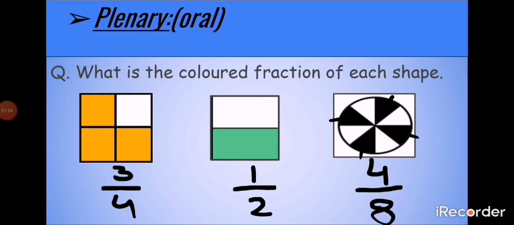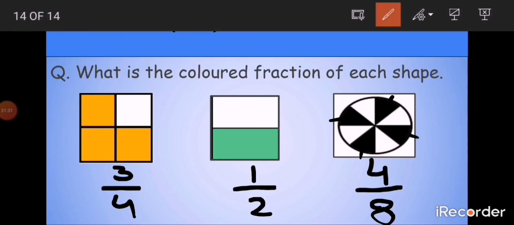Now if I have to check the uncolored parts, I will check the uncolored parts first. First I will write the total parts. Total parts are 8 as I have counted. Now count the uncolored parts. 1, 2, 3, 4. 4 parts are uncolored. 4 is the numerator, 8 is the denominator.